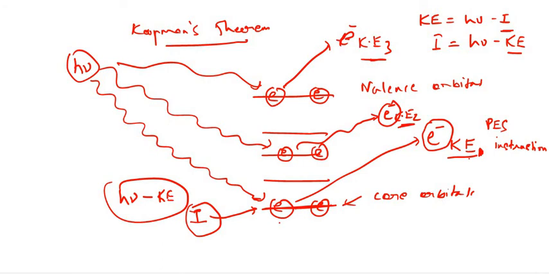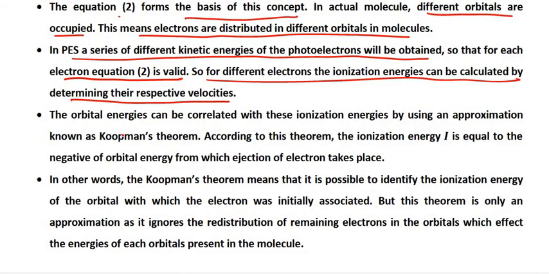This is the major concept here, and by using Koopman's theorem we can say that the energy of an orbital is the negative of the ionization energy, as ionization energy is the energy required to remove an electron. So when we supply this energy, the electron is removed from its orbital. Thus the orbital energies can be correlated with ionization energies by using an approximation known as Koopman's theorem.